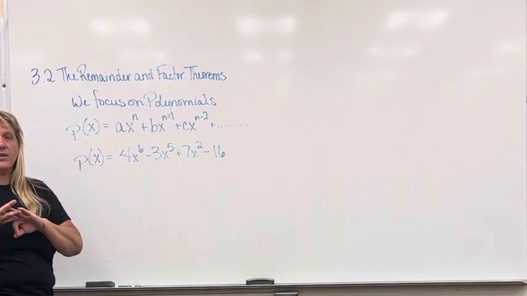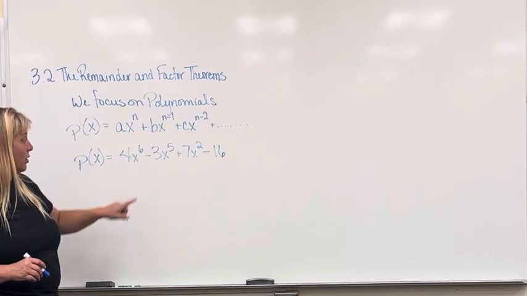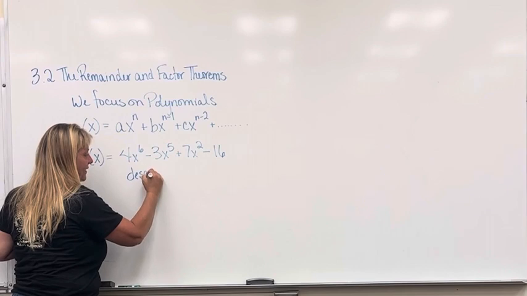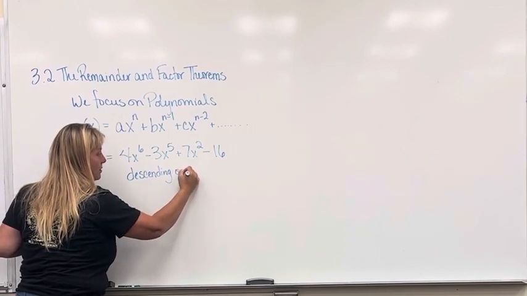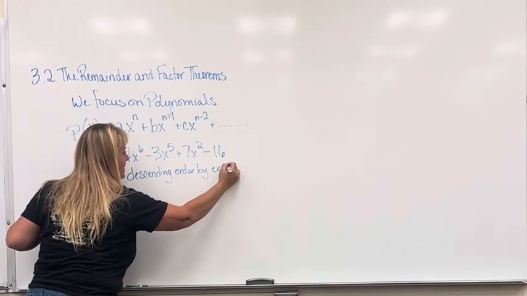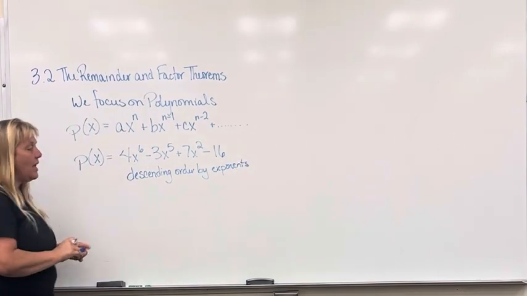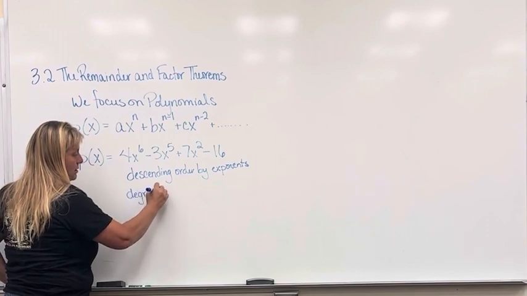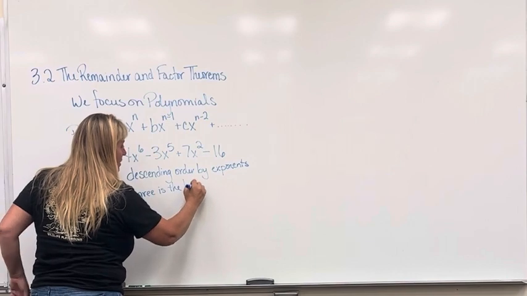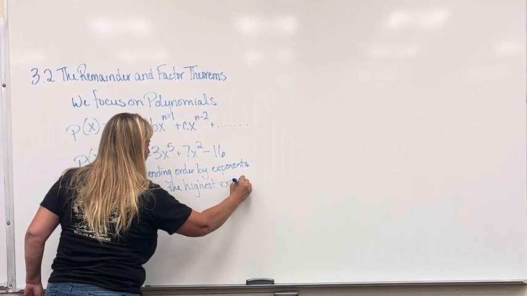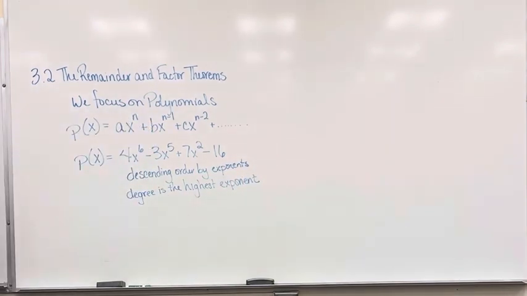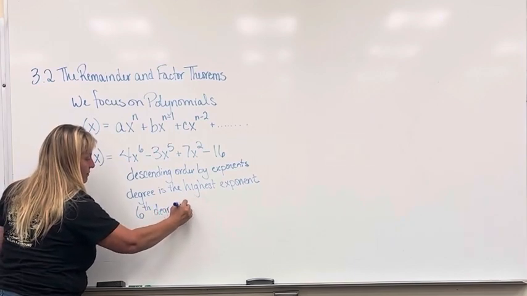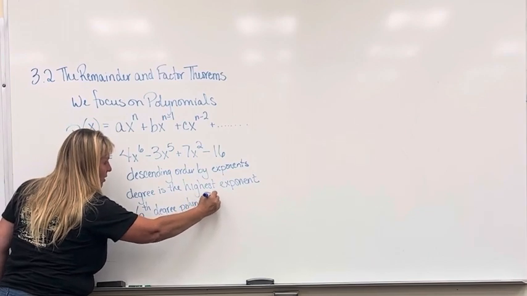But a couple things that we want to make sure when we write down our polynomials. Make sure that they are in what we call descending order. So the highest degree comes first, or the highest exponent, then second highest, dot, dot, dot. So we want to be in descending order by exponent. And the other thing is the word that I keep using here, degree. The degree of a polynomial is the highest exponent. So in our case, this is a sixth degree polynomial.